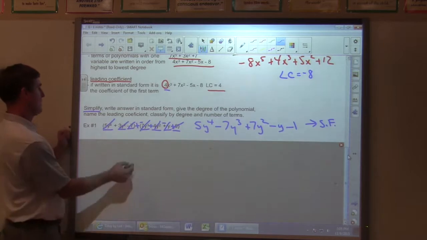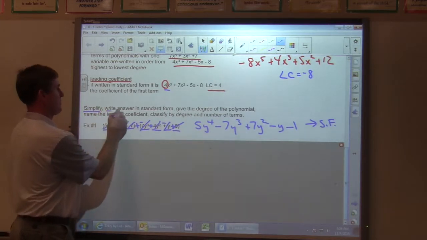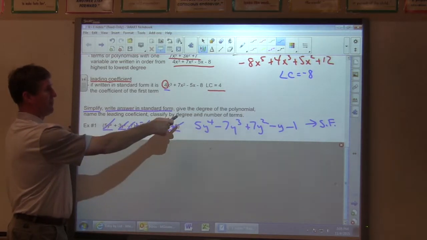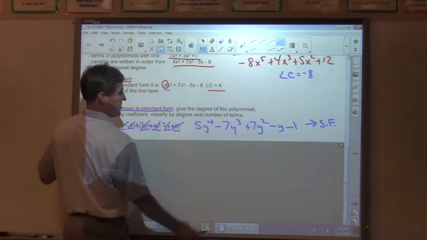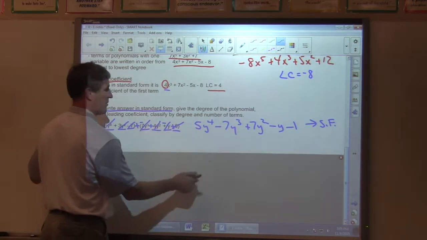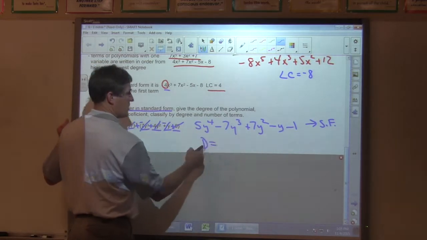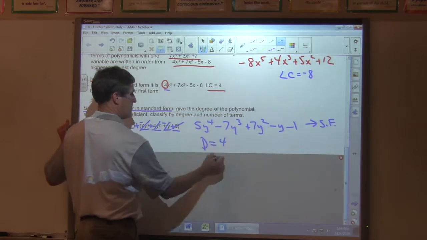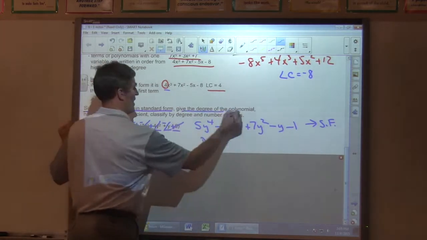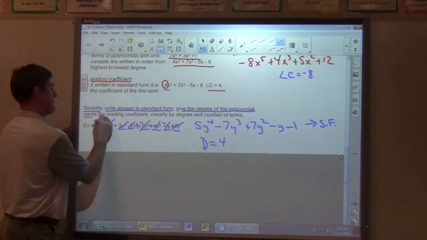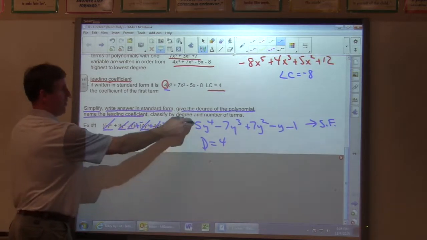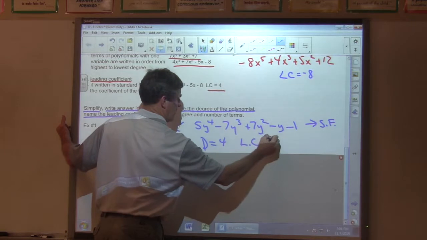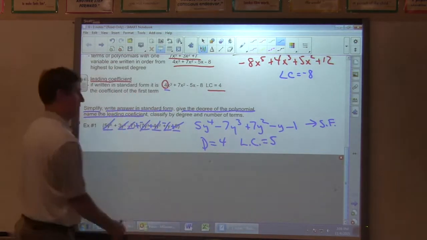The next thing it asked me to do, well, we simplified it too at the same time, so we took care of both of those at once. Now it says to give the degree. Well, they're all one variable, so in this case my degree, and you can just abbreviate degree with a D, degree is 4. So we took care of that. Then it asks to name the leading coefficient. It's in standard form, so it's the first term. So my leading coefficient, again just abbreviate that, is 5.